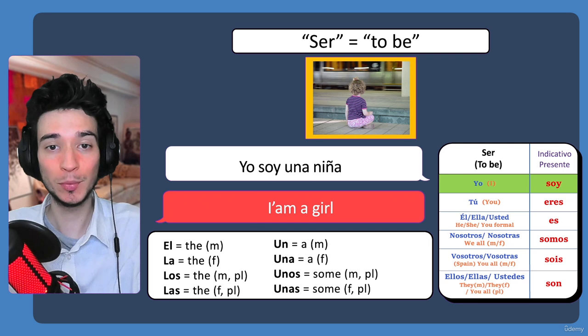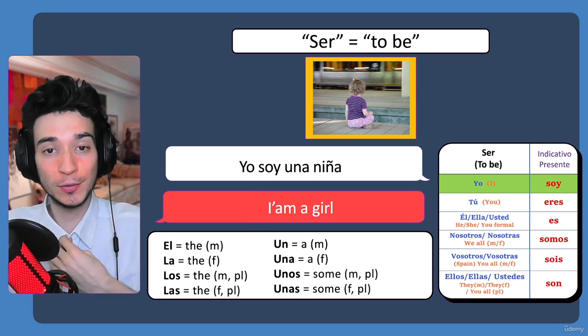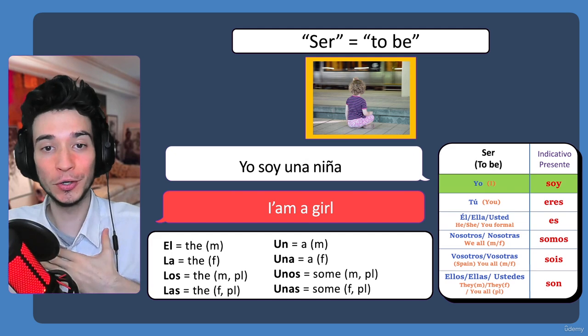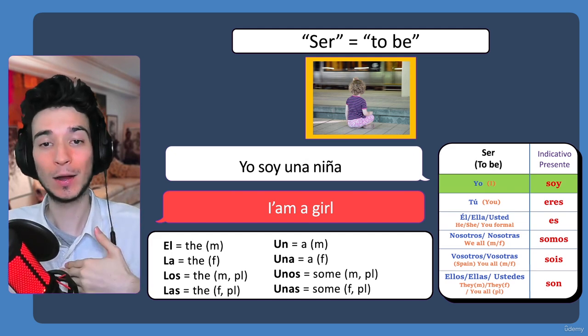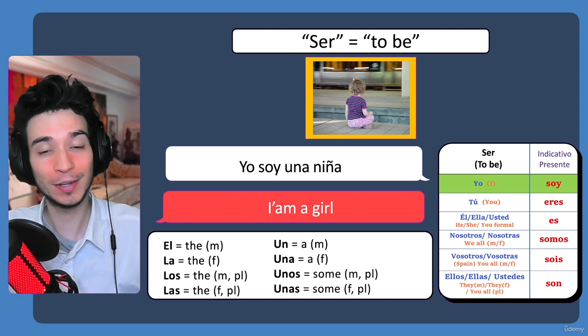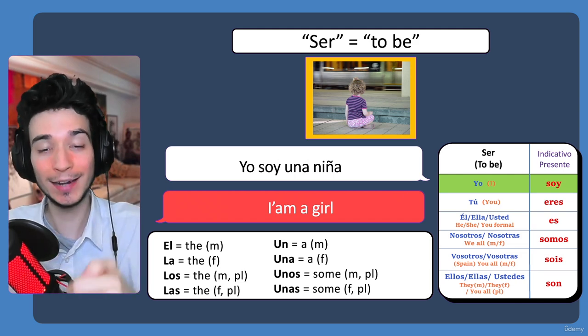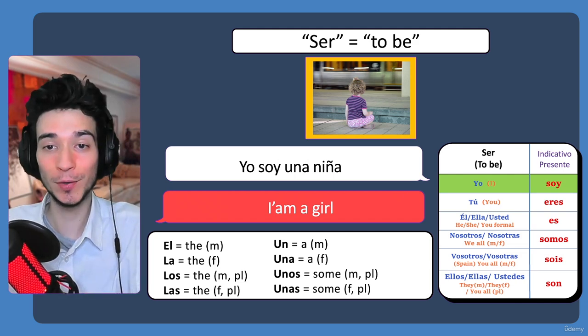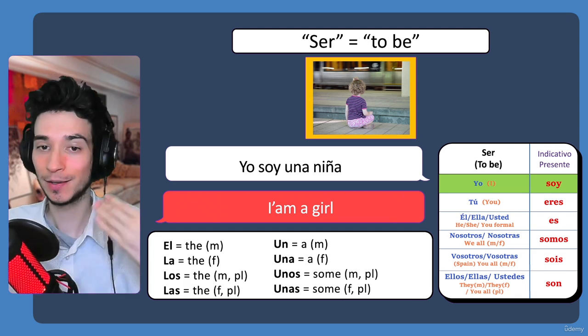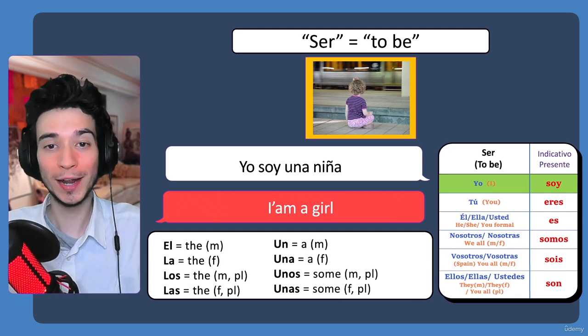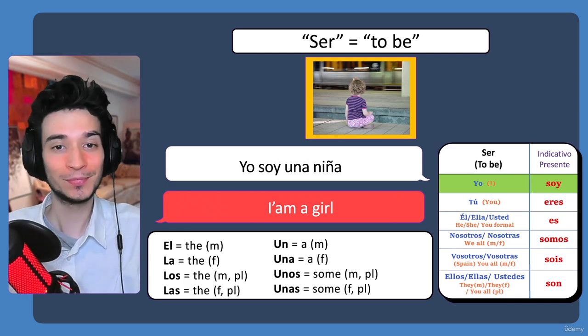So the first example would be yo soy una niña. So yo soy means I am. Una niña, a girl. I am a girl. Yo soy una niña. So very simple. Yo, I, soy, to be. So basically, I am una niña, a girl.